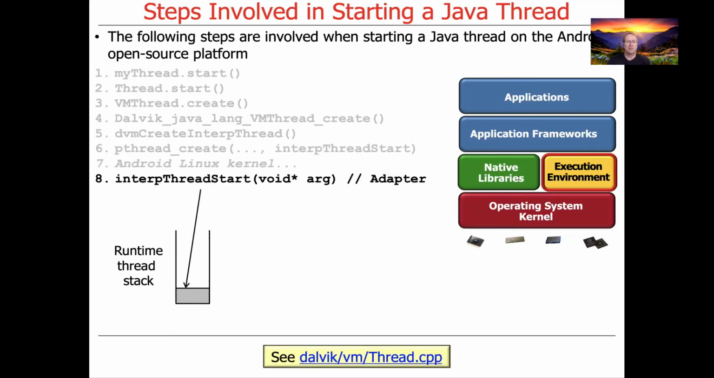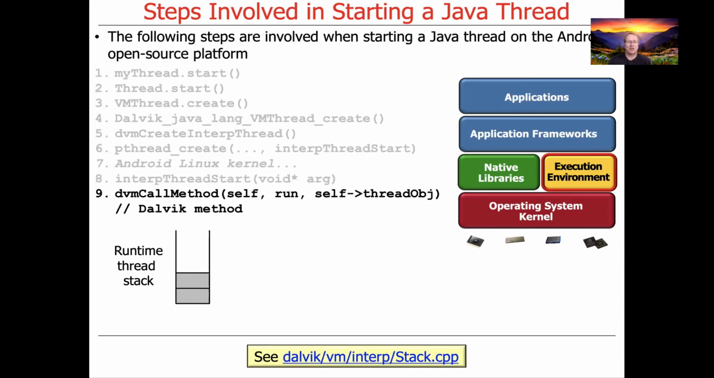At some point, the Android Linux kernel is going to call back to the function pointer that was passed into pthread_create, which in this case is interpThreadStart. That's the one that comes out of Android in some version. And that's defined in this dalvik vm Thread.cpp class. And that's basically an adapter that is going to bridge between the world of C, the cold, prickly, steely gray world of C code, and then the happy, warm and fuzzy Java object-oriented world.